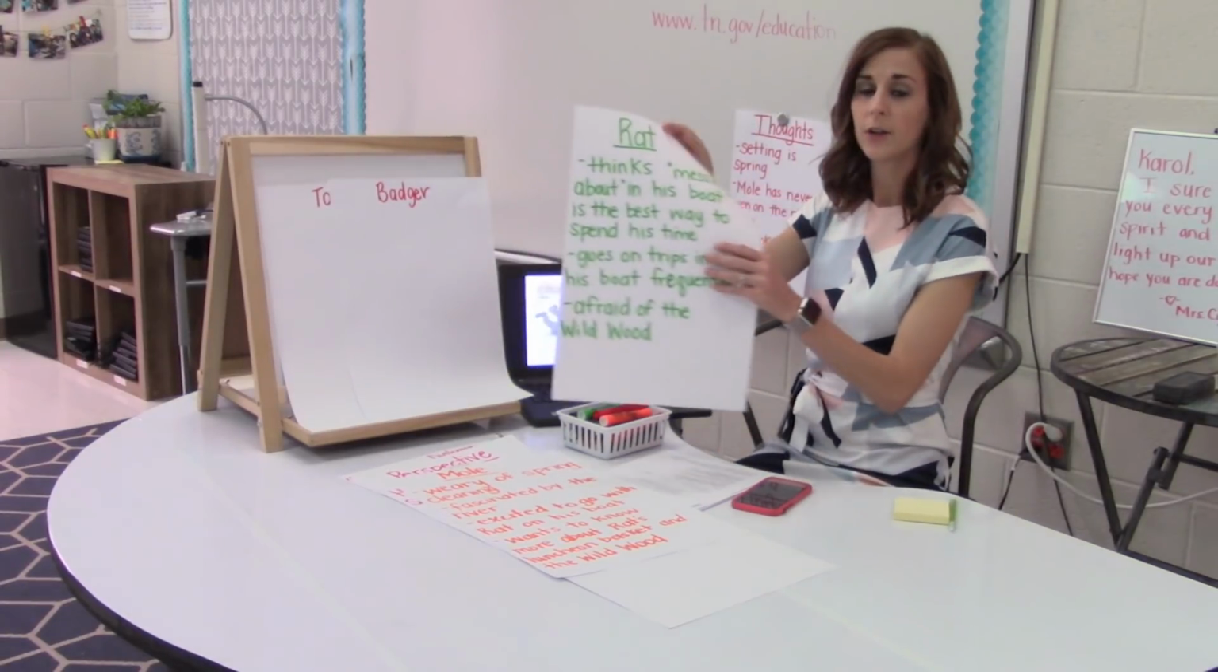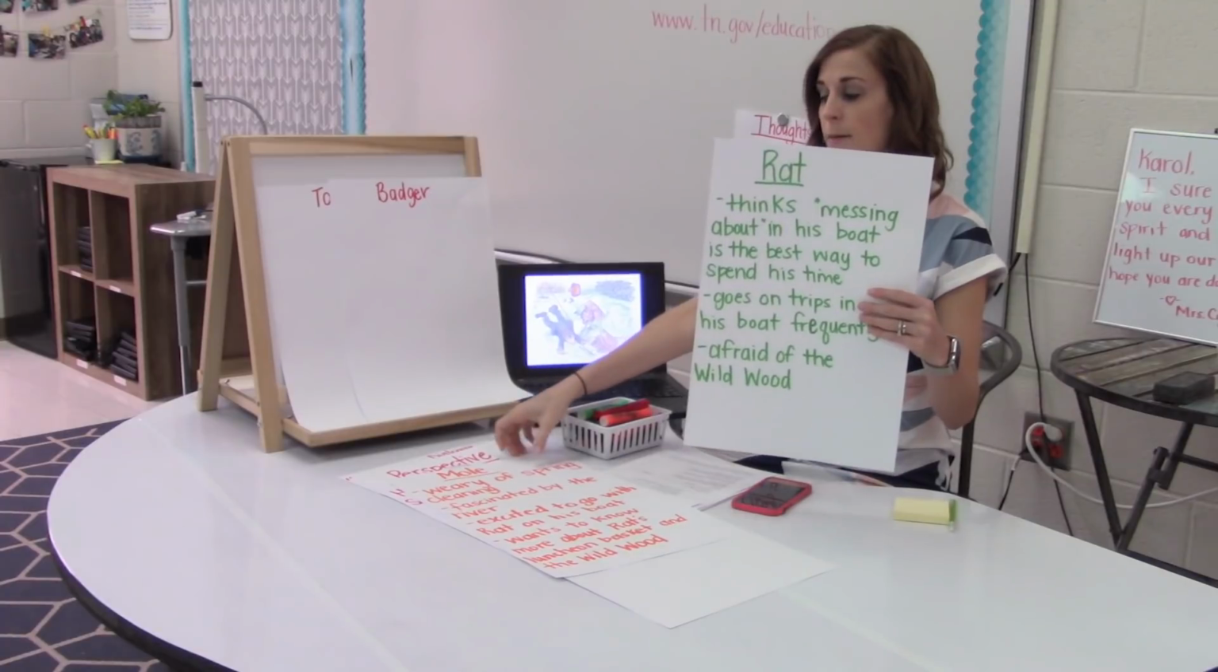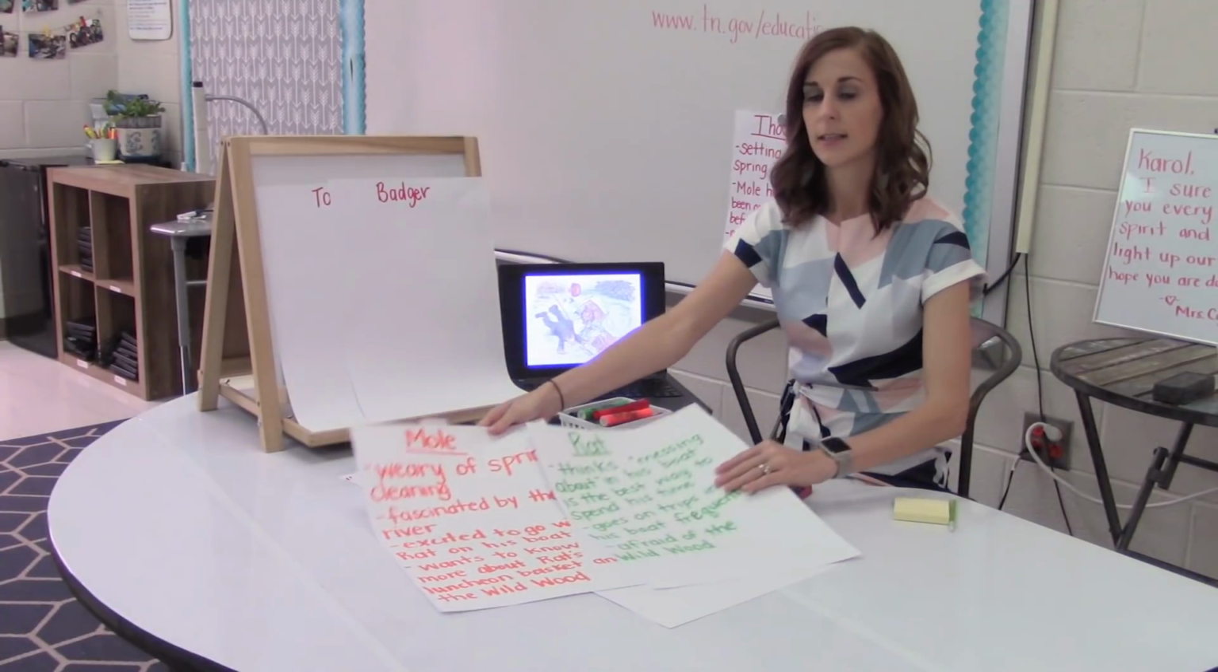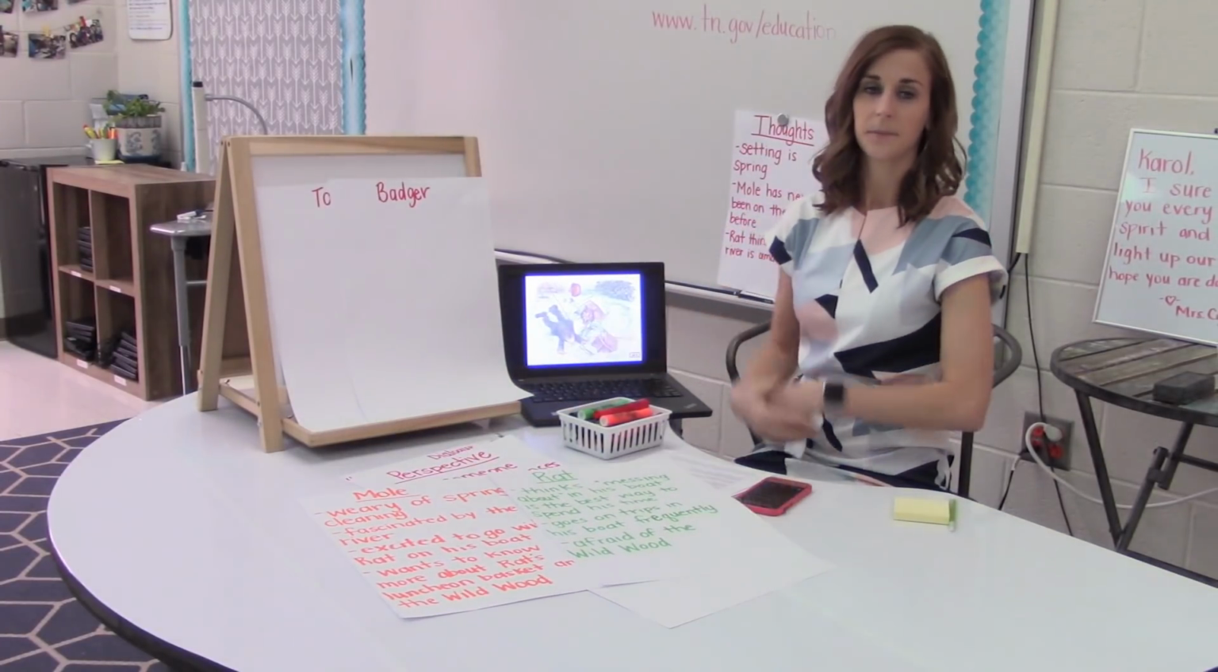So I'm thinking, what can I learn here about Mole and Rat based on their actions in this section of the text?